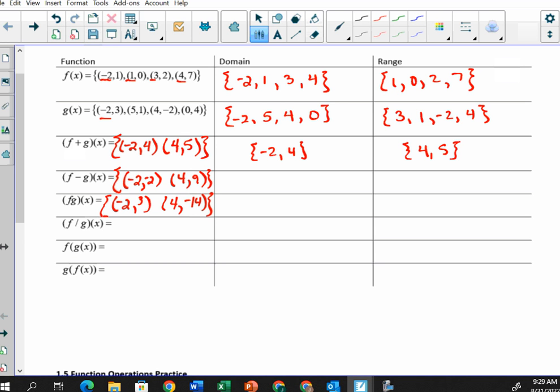Okay, let me stop here for a second. I want to make sure I'm not rushing you guys through it. You can do the domain and range. It's the same here. Not the FOG, yeah, those are going to be trickier. Let's do division first.